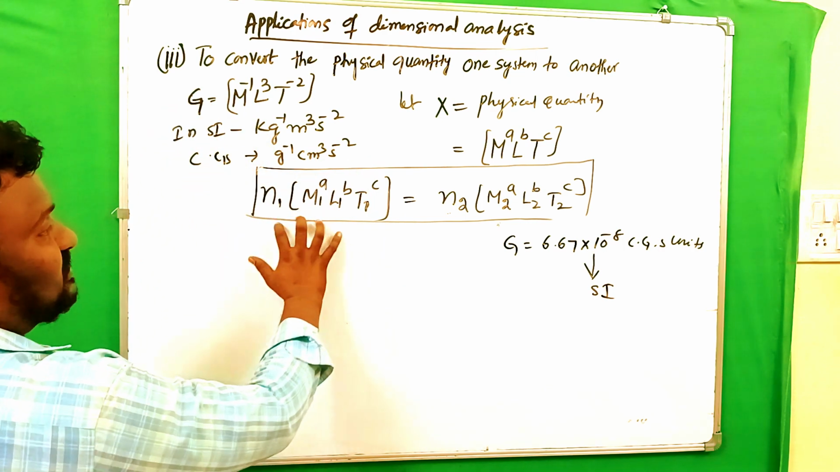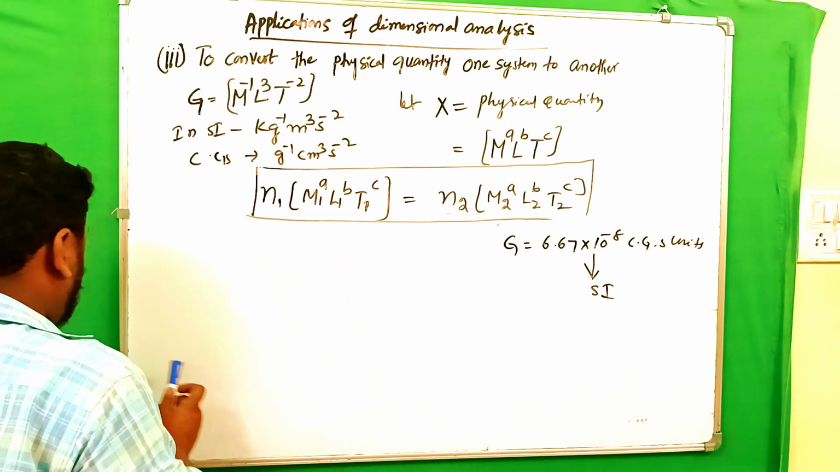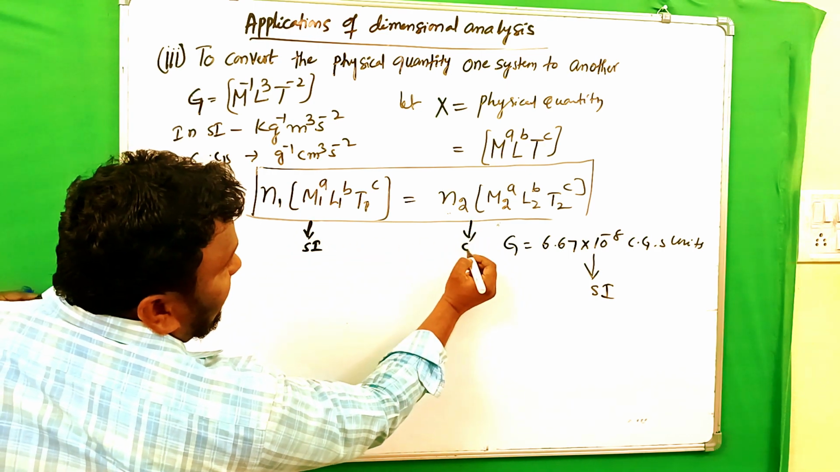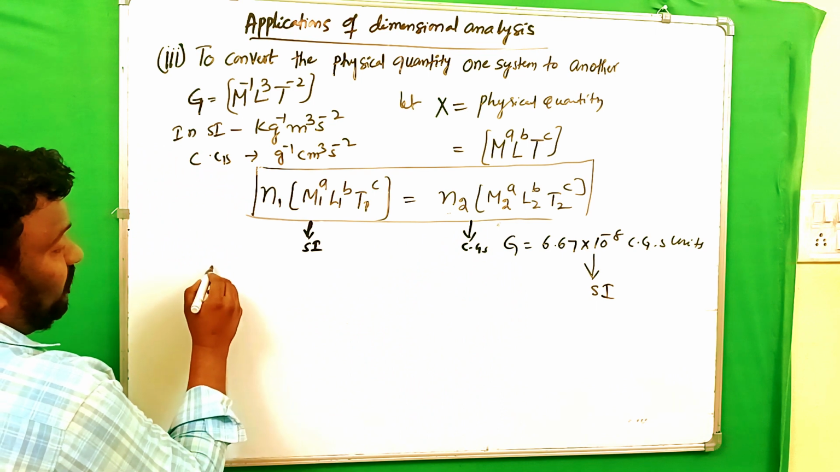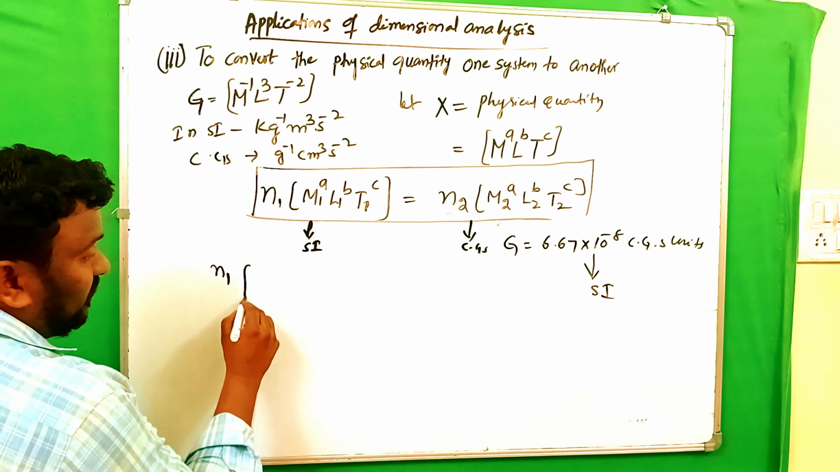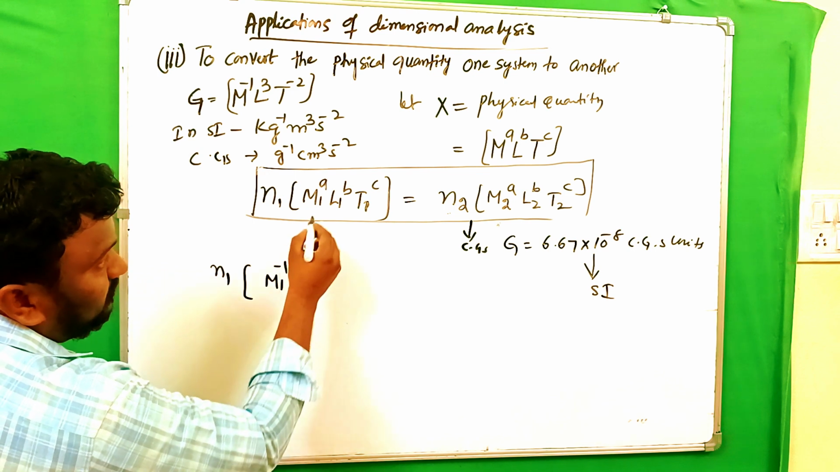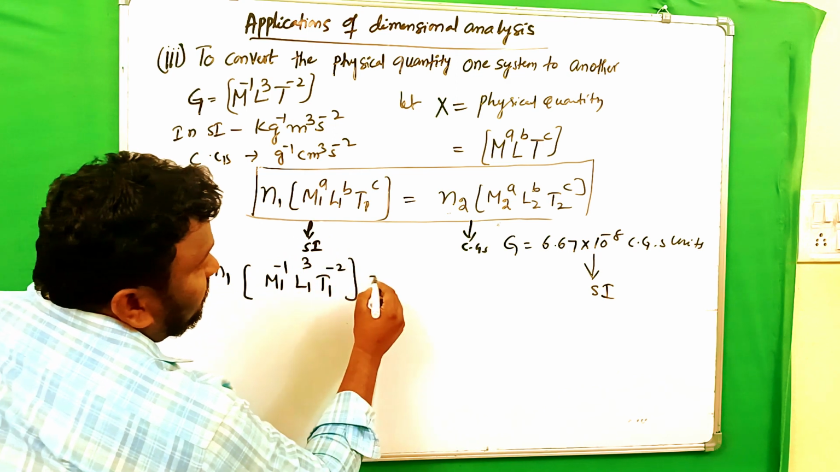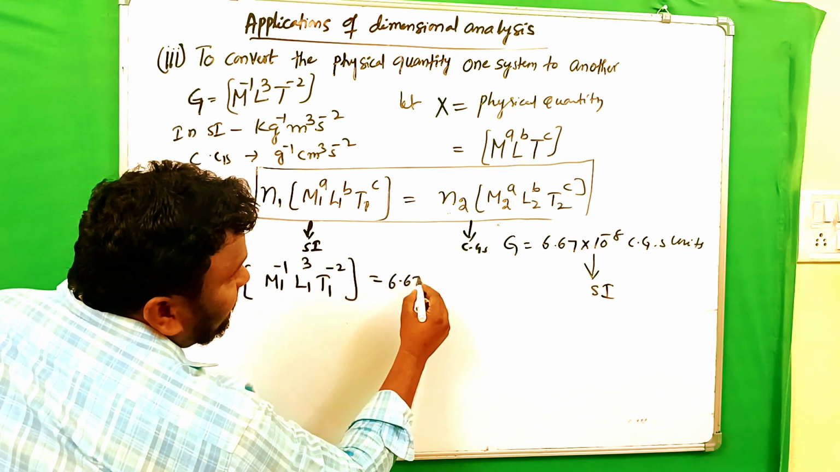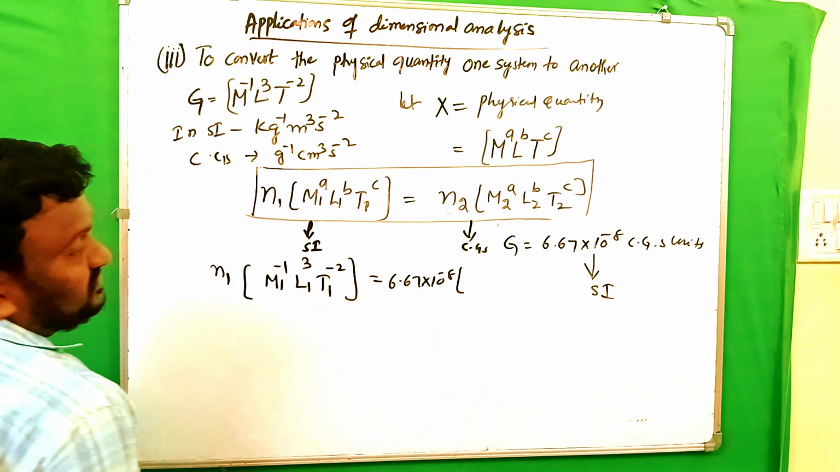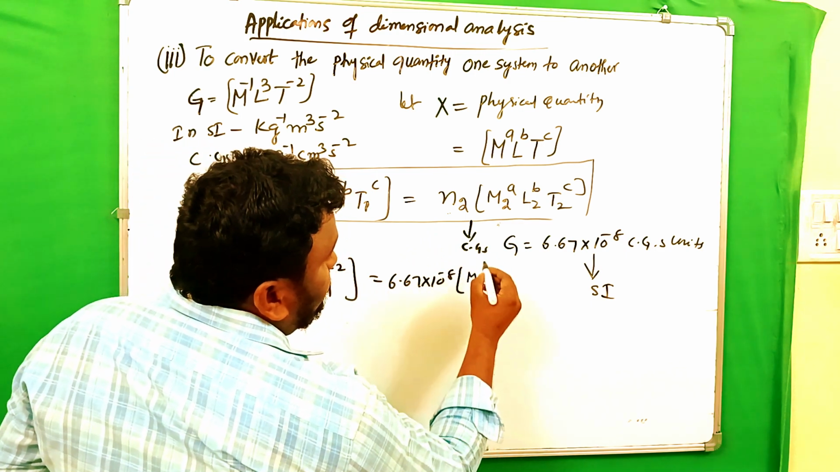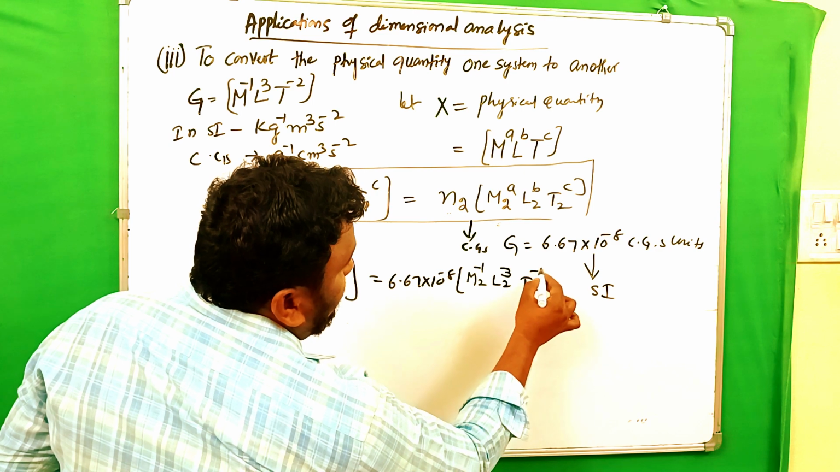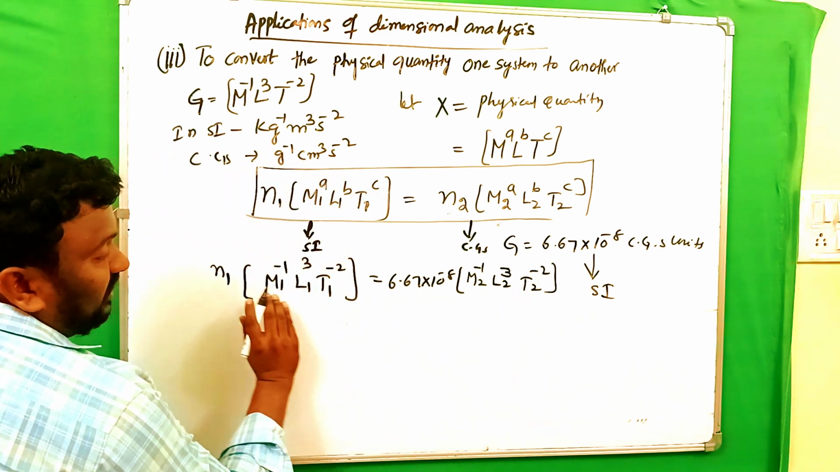Clear? Again we are using the same relation here. N1 is taken as SI and N2 should be taken as CGS. So we want to find out the N1 value. Here it is M1 to the power of minus 1, L1 to the power of cube and T1 to the power of minus 2. Here the N2 value is 6.67 into 10 to the power of minus 8. Clear? So M2 to the power of minus 1, L2 to the power of 3 and T2 to the power of minus 2.